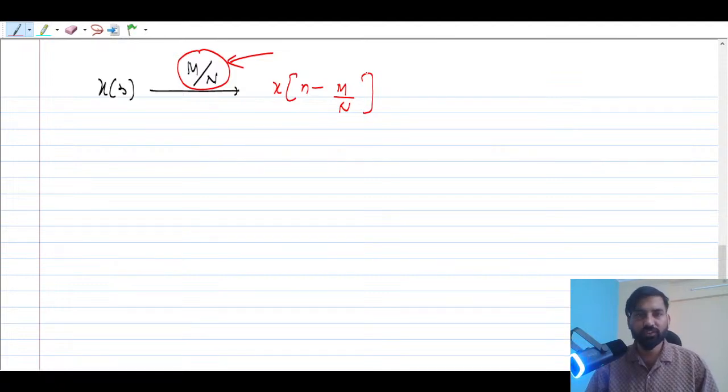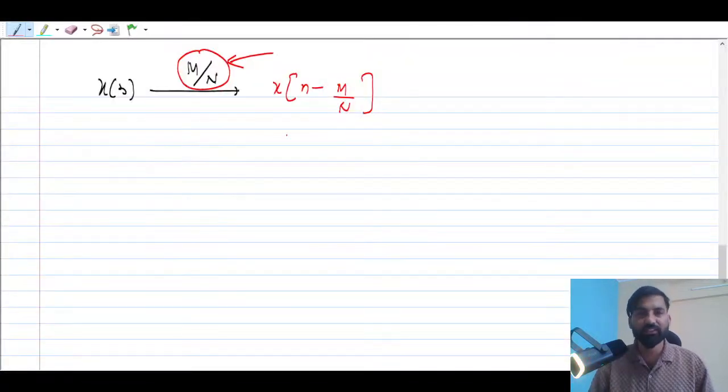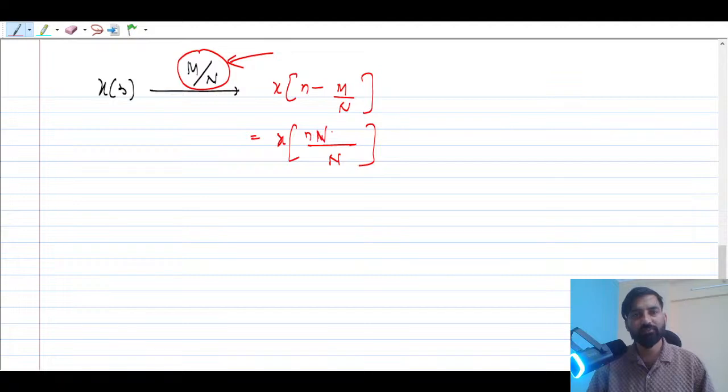Now since you have n minus capital M by capital N, you can take the LCM of this. If you take the LCM, capital N will come, and this is small n capital N minus m. So this is what I wanted to say. I hope this makes sense to all. This is one of the important points that you have to remember. So see how I'm getting this; this is the meaning of fractional delay.